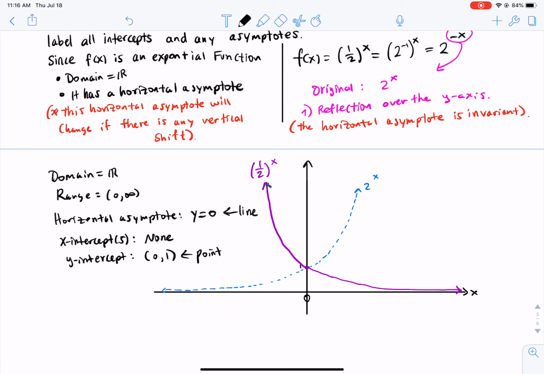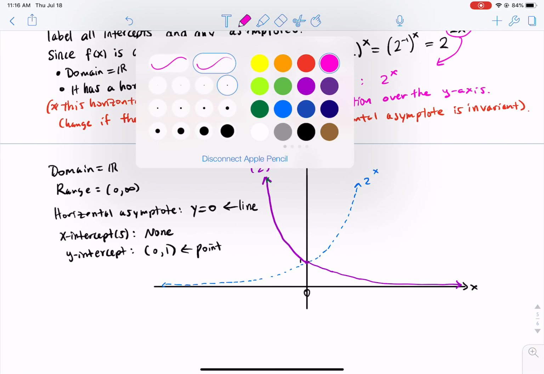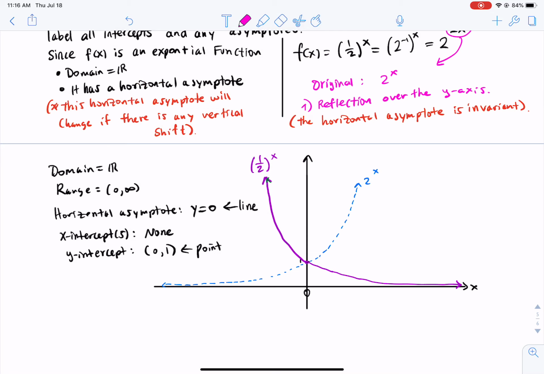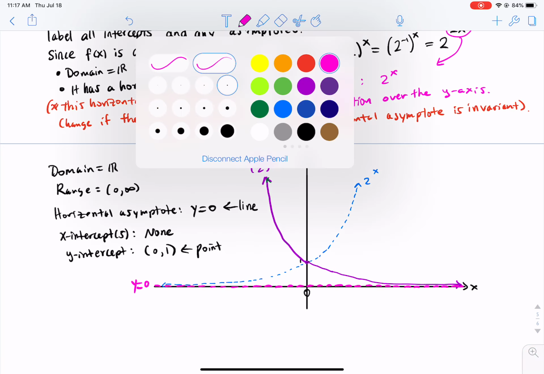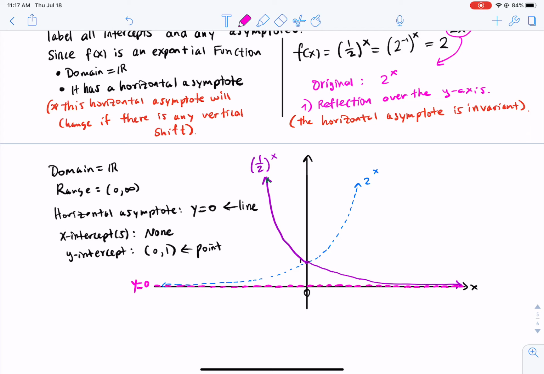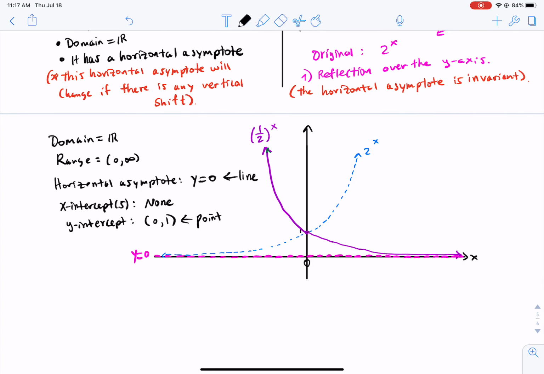And usually we do this when we have a horizontal asymptote. I usually would mark it with a dashed line, telling you, hey, this is where y equals 0 is. This is the line y equals 0, just to let you know that the graph is getting closer and closer to that. You can write it out, but you don't have to.